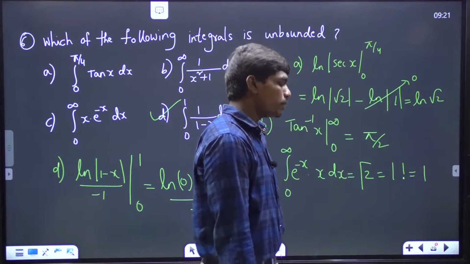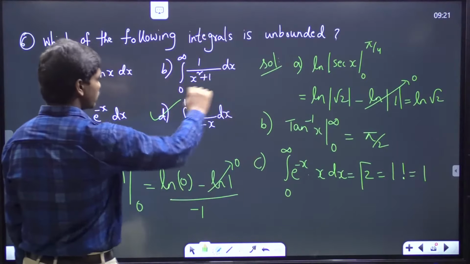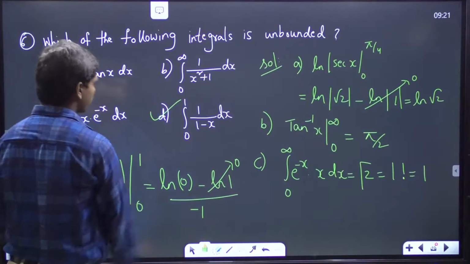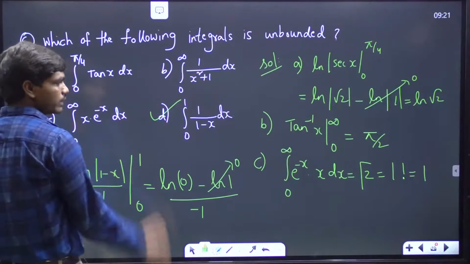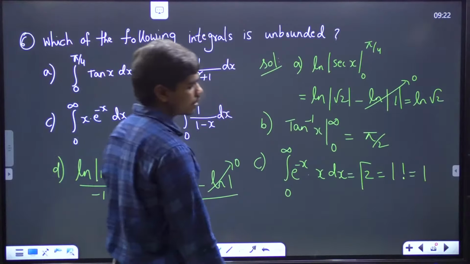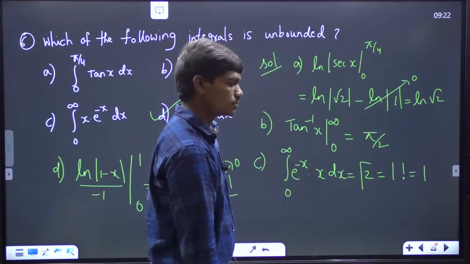Basically, better than drawing graphs, this is easy to analyze, because drawing the graphs of these functions which are not very familiar to you is a bit complicated at this moment. Drawing the graph of x into e power minus x, then 1 by 1 minus x, 1 by x square, all these things are not taught at this moment. So this is a simple way to do this question.